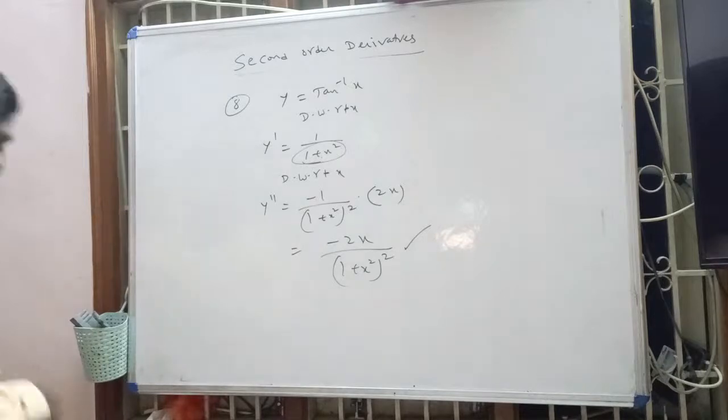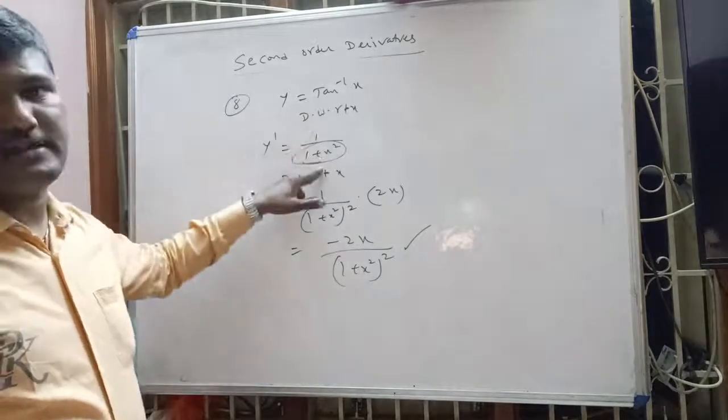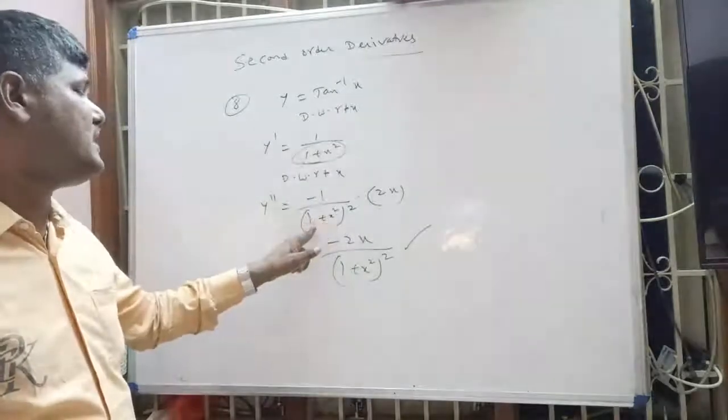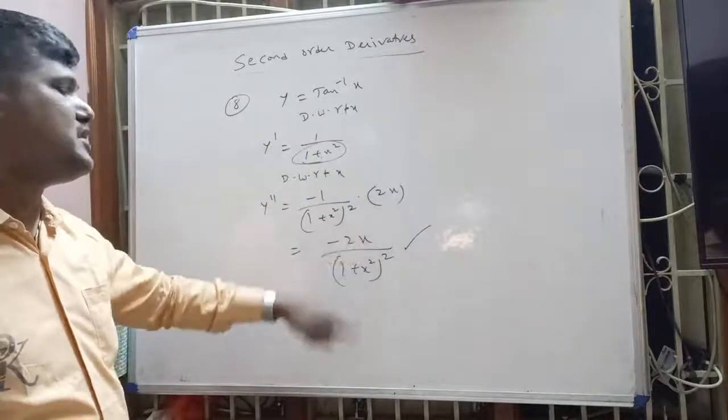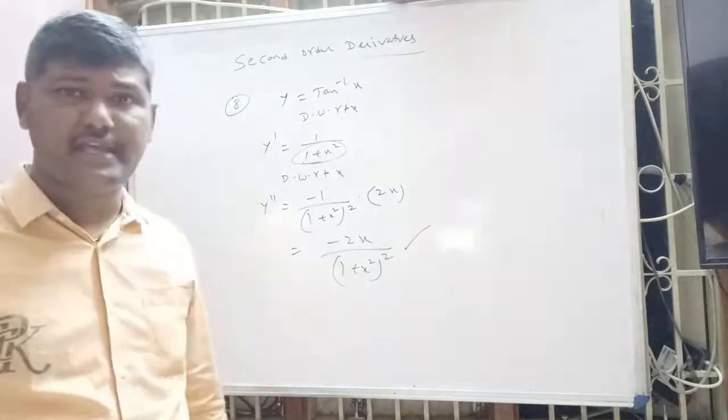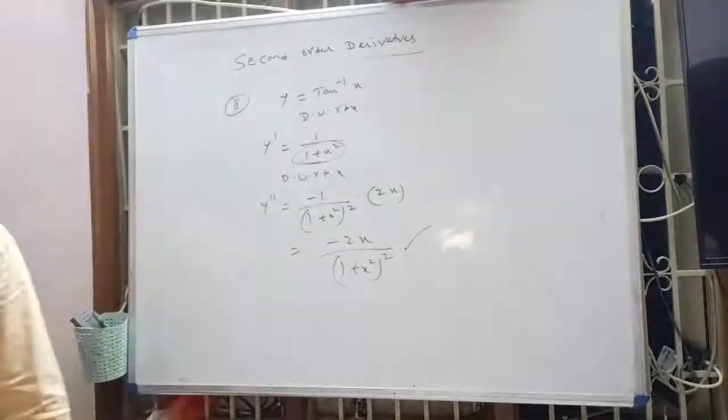Once again, the derivative of tan inverse x is 1 by 1 plus x square. The derivative of 1 by x is minus 1 by x square, but this is not x. The derivative of 1 is 0, and of x square is 2x. So minus 2x by (1 plus x square) whole square. I hope everybody understood what I am saying. Yes or no?